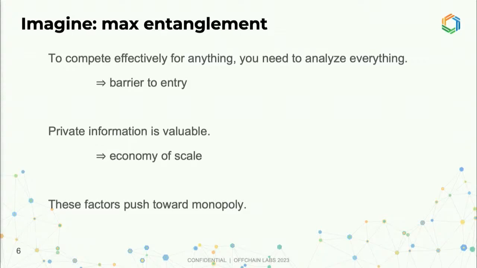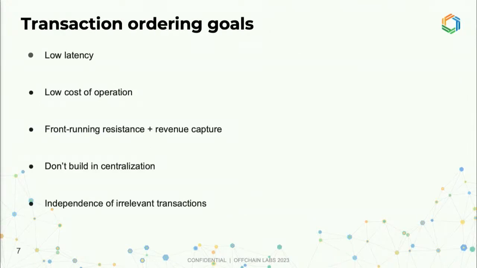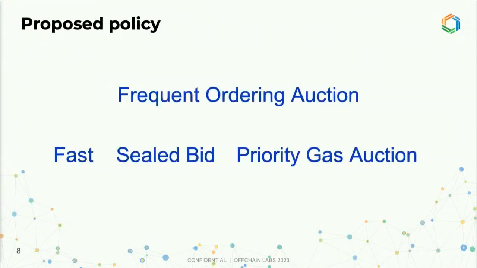And for both of these reasons, barriers to entry and economies of scale, any market that has those properties is going to tend toward monopoly or oligopoly. And this is what you would see in a world with max entanglement, consistent with what we see, for example, on Ethereum with the increasing concentration of power in block building. So these factors push toward monopoly. We'd like to avoid them. And one way to do that is to strive for this strategy independence. All right, so those are our goals.